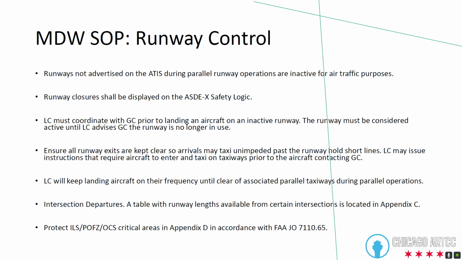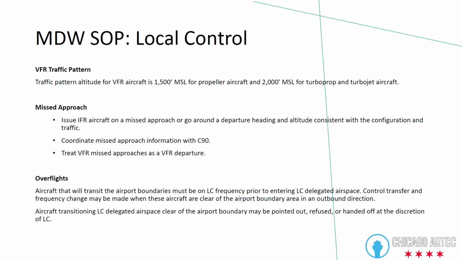Local will keep aircraft landing on their frequency until clear of associated parallel taxiways and parallel operations. Intersection departures: a table with runway lengths available from certain intersections is located in Appendix C. You can find that in the SOP. Protect the ILS, PUFC, OSTS critical areas in Appendix D in accordance with the FAA 7110 document.